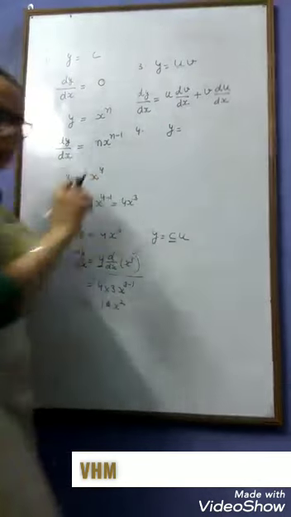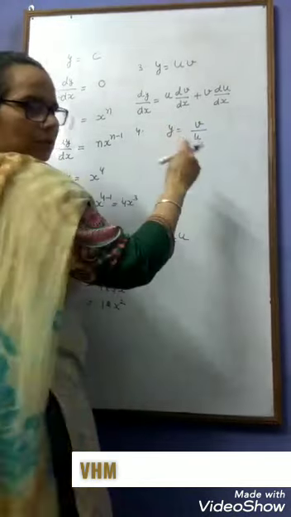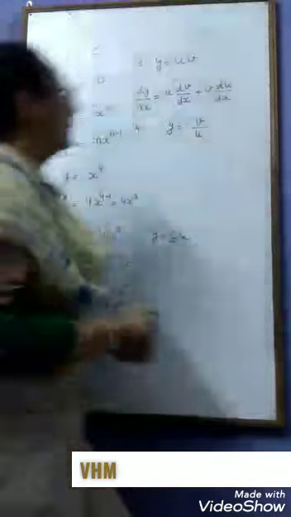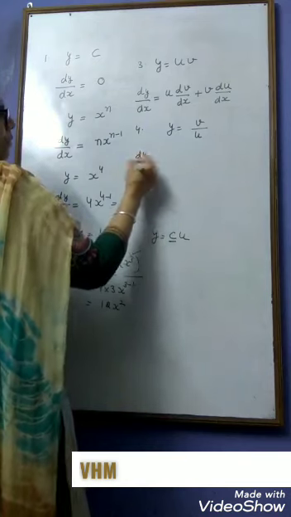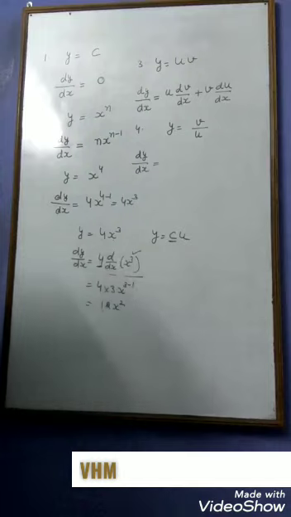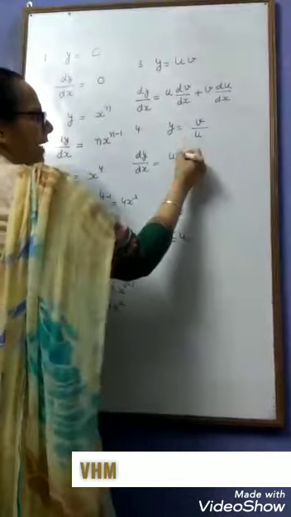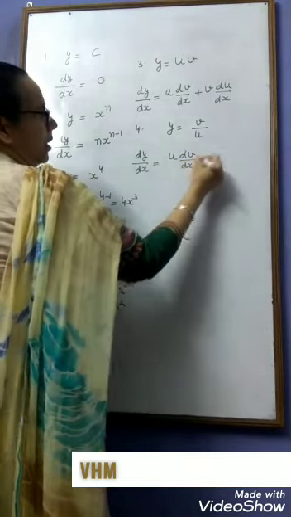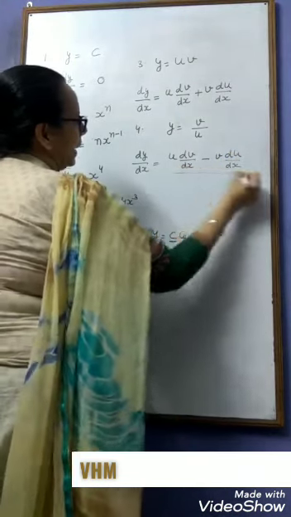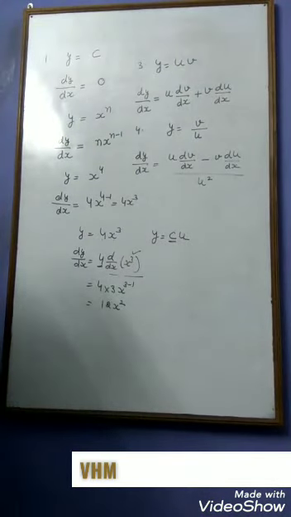Y is equal to this one. Y is equal to u upon v or v upon u. This is called the numerator and this is called the denominator. Okay. Then how do we do this? Dy upon dx is numerator over denominator. For this differentiation, first v times the derivative of numerator minus u times the derivative of denominator, divided by v square. The last one, the denominator, you have to square.